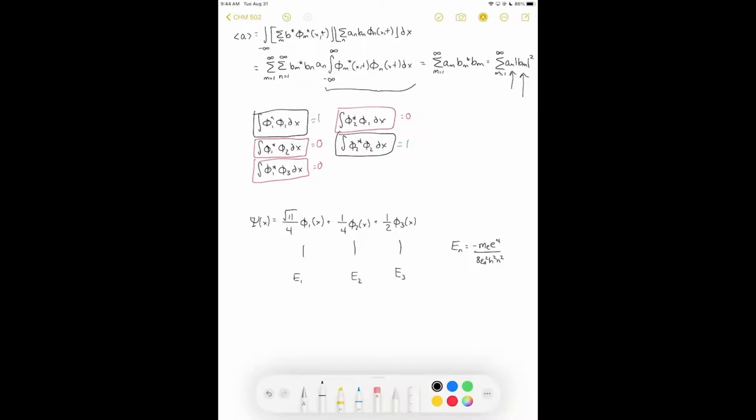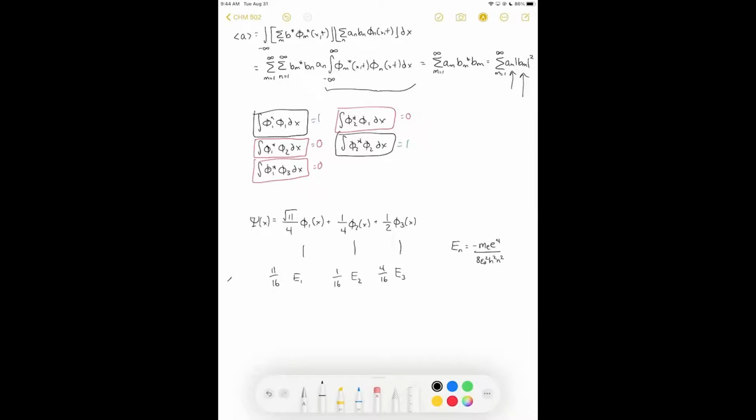We could also ask a very similar question: how likely are we to measure each of these values? That is simply the square of these constants. How likely are we to measure energy 1? That is the square of the square root of 11 over 4, which is 11/16. In the same way, how likely are we to measure energy 2? That's going to be 1/16. And energy 3? It's going to be 1/4, which I'll write as 4/16. We can show that this adds up to 1. So this is how likely we are to measure each of these values.